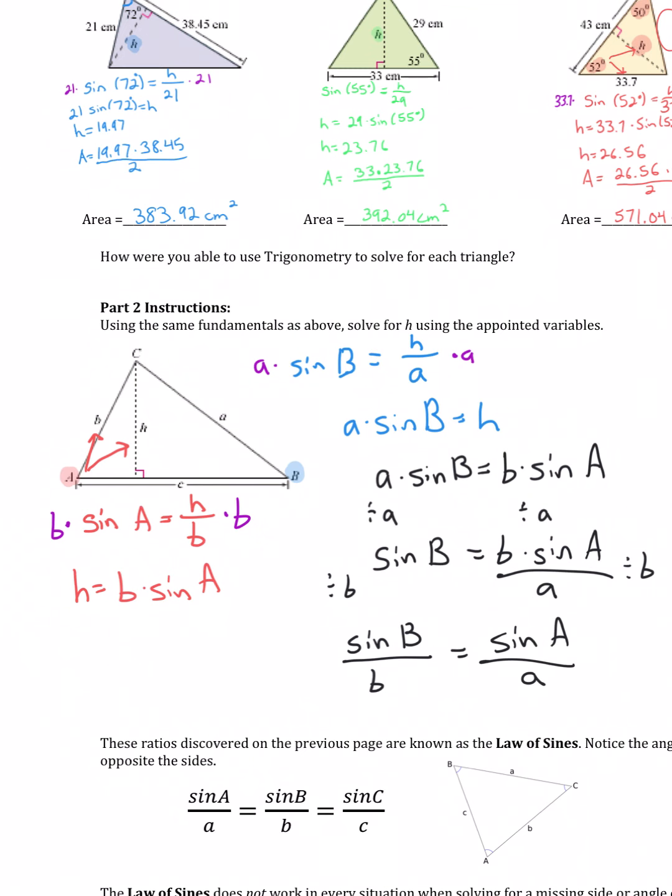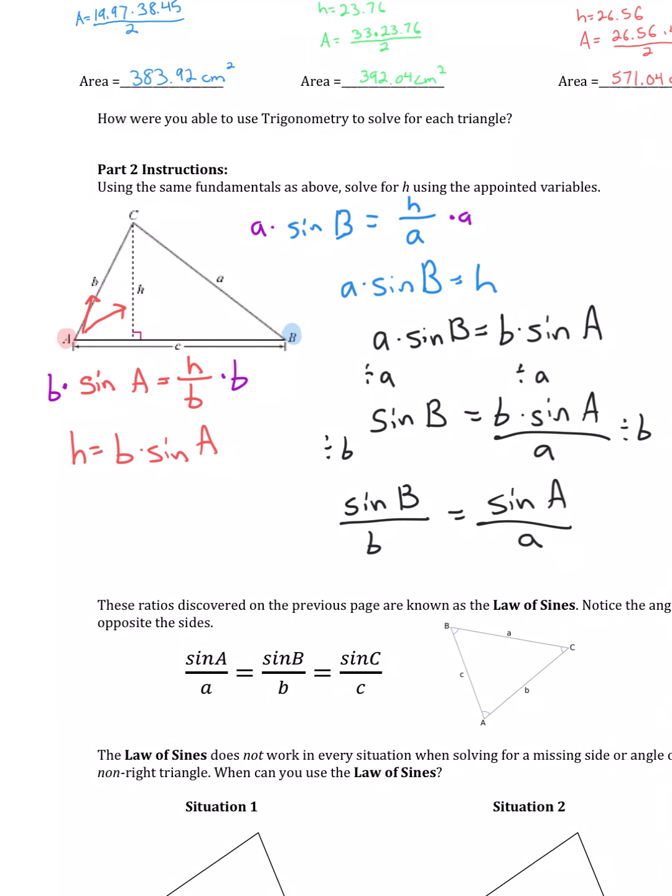And an important thing to remember about these letters is that whenever we have a capital A, which represents an angle, the lowercase a is the side opposite of that angle. We'll see the same thing with B. Angle B is opposite the lowercase letter b, and angle C is opposite the lowercase letter c. That's going to be true every single time.